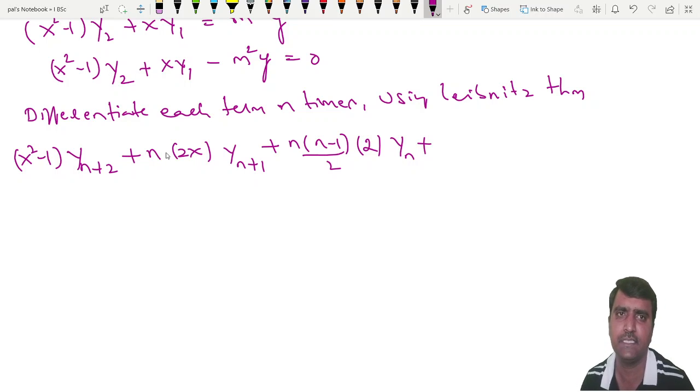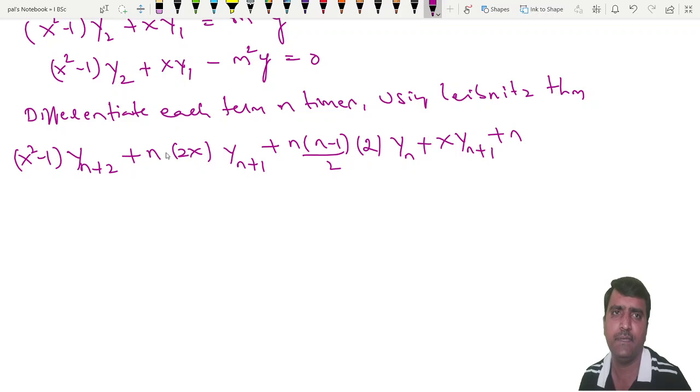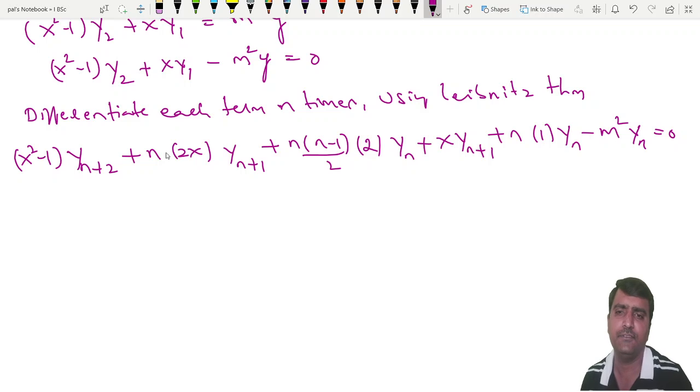That is the nth differentiation of the first term. Like that you take the second term, x into y(n+1), plus next step nC1 which is n, differentiation of x is 1, so reducing one number it is yn. When you get a constant you stop here. Minus m square into the last term, the nth differentiation of y is yn, is equal to 0.